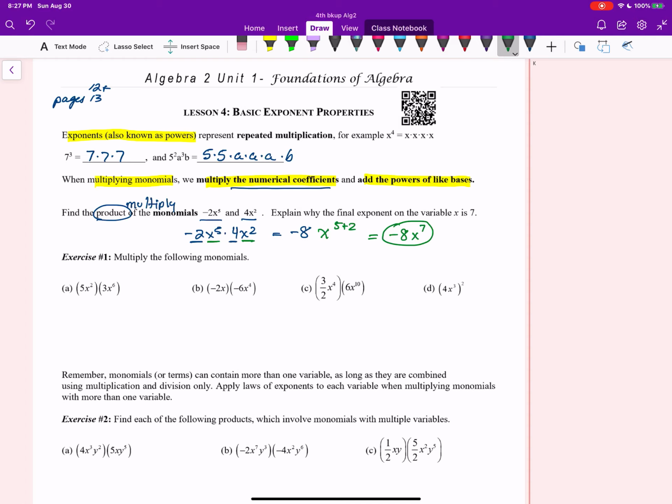Explain why the final exponent on the variable x is 7. Well, it's because you add the exponents. When we multiply same variable bases, we add the exponents.